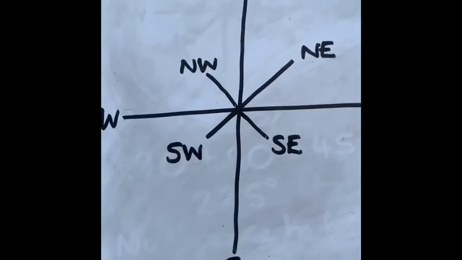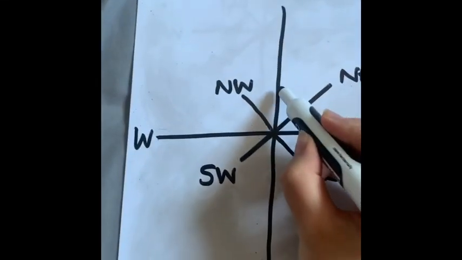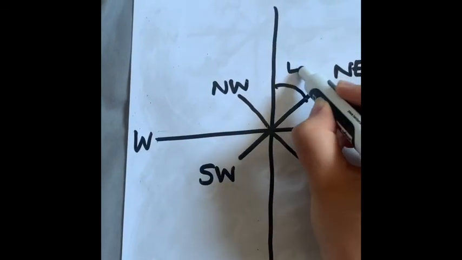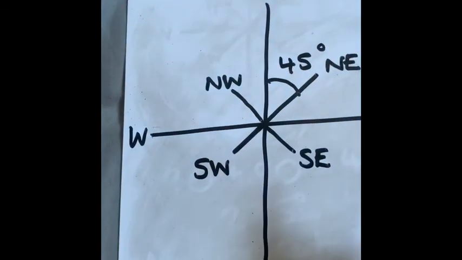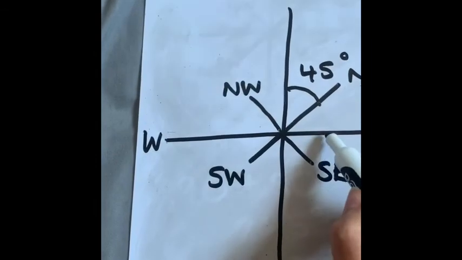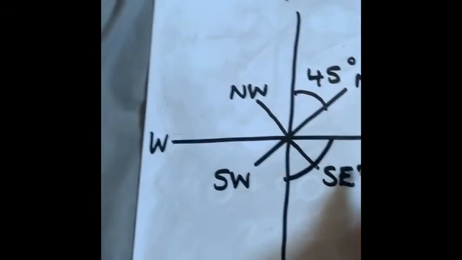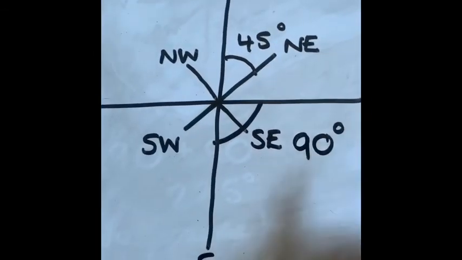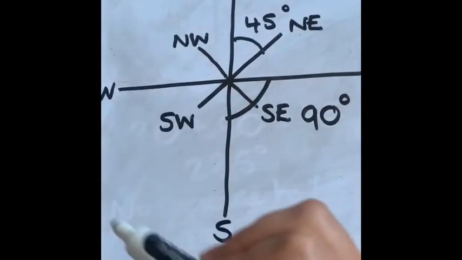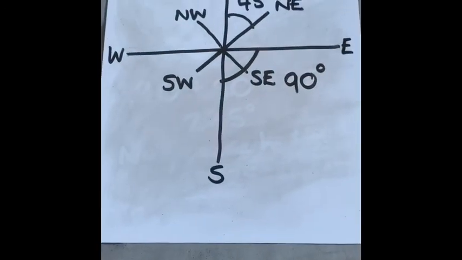So just to finish off, remember that these small turns from here, for example from here to here, are 45 degrees, whereas one of those bigger turns, for example from east to south, is 90 degrees. That information will then really help you with some of these word problems that you're coming across.